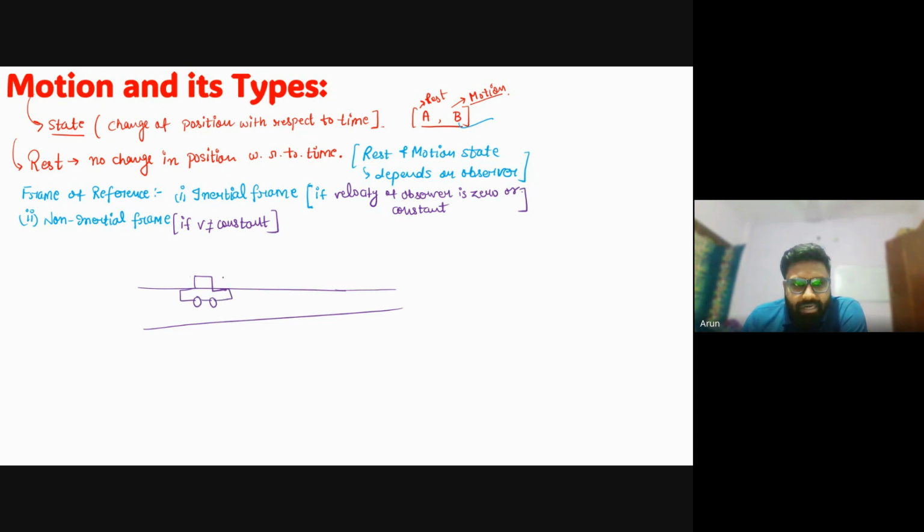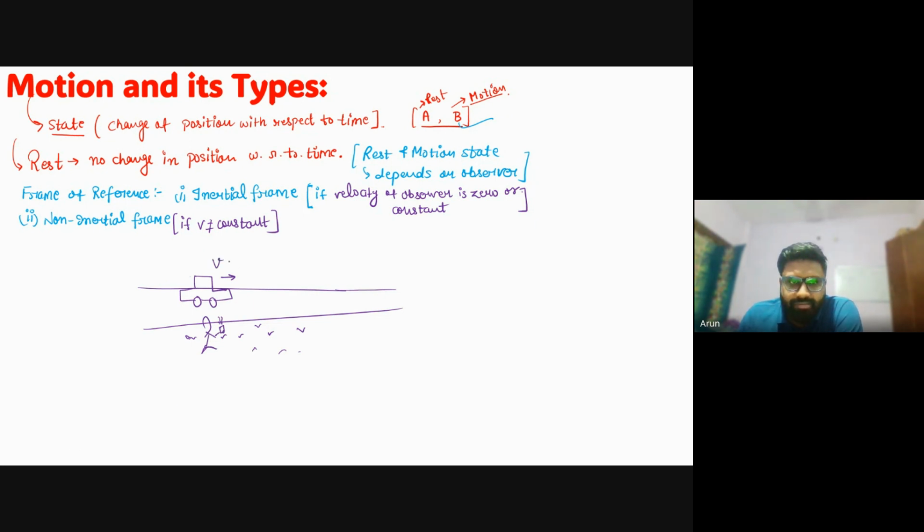Very old fashioned car is this, moving in this direction. This is the ground, you can say. This is grass. You are standing here, enjoying your cup of tea. Okay, you are observing this car.